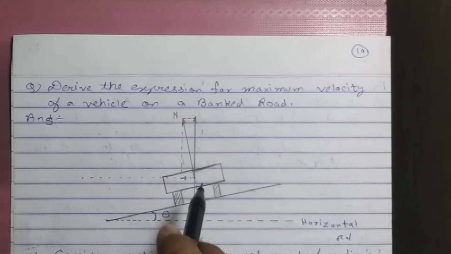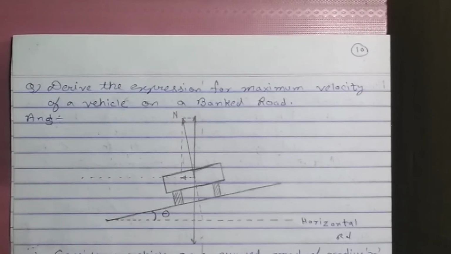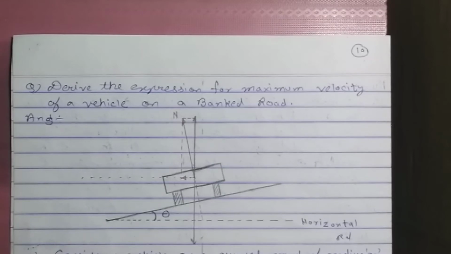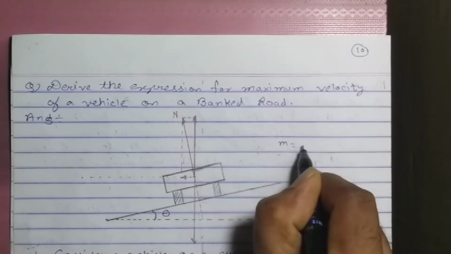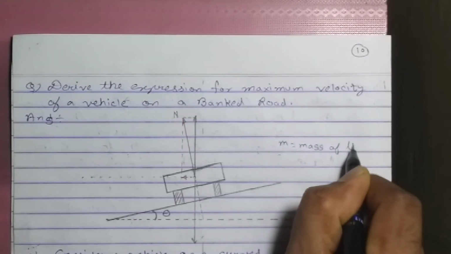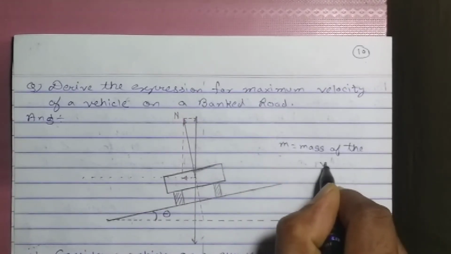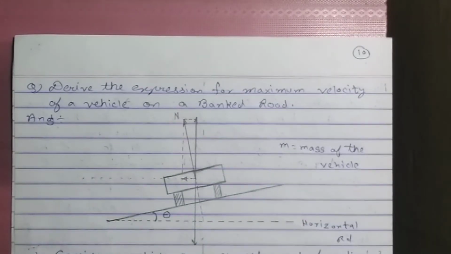So we observe that this particular vehicle is moving along this banked road. Now we are going to consider a vehicle of mass m. So what is m? The mass of the vehicle. This theta is called the angle of banking.